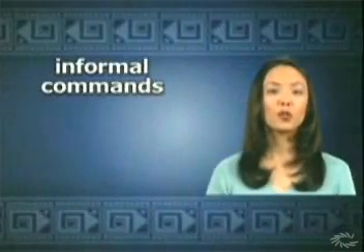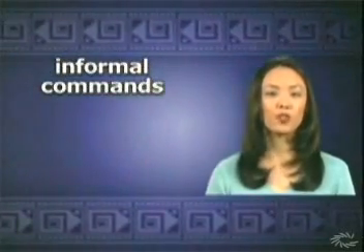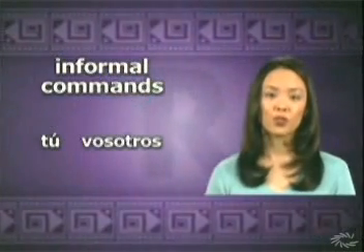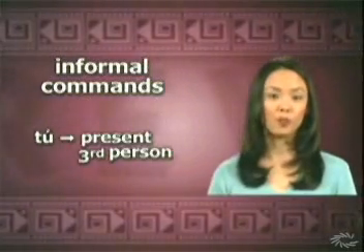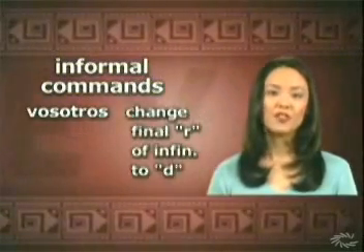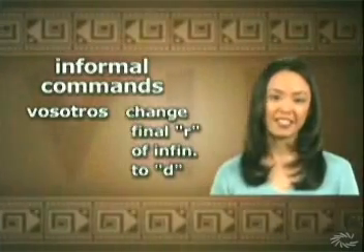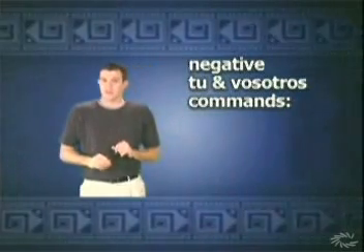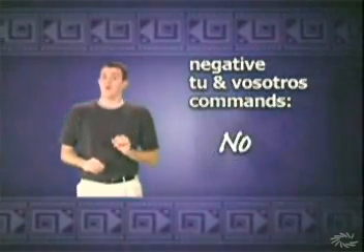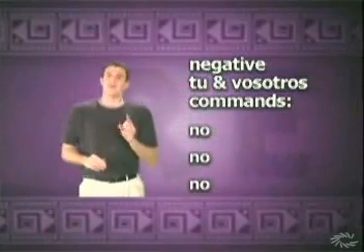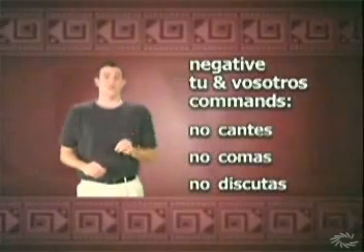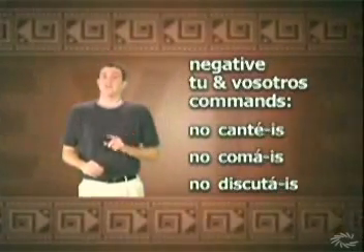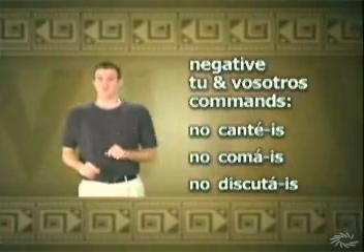In Spanish, informal commands are used to address people you refer to as tú or vosotros. To make a tú command, you use the present tense third-person form of the verb. For vosotros, just change the final R of the infinitive to a D. For negative tú and vosotros commands, you have to do more than just add no. You do start with no, but then you add the form of the formal command singular, and add s for the tú form, or is plus an accent on the last vowel for the vosotros form.